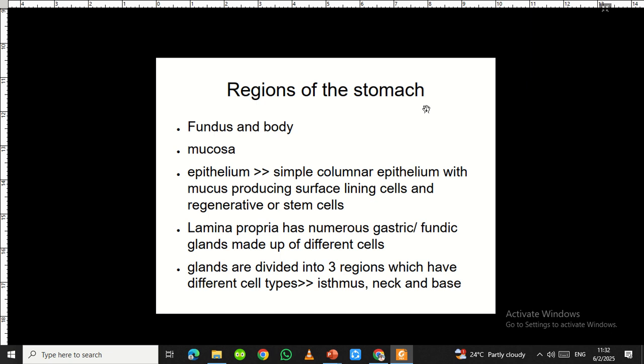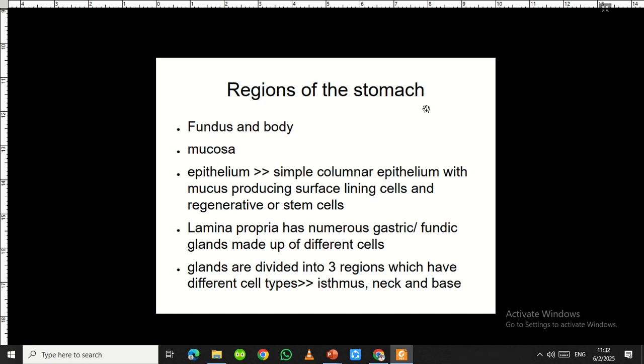Let's look at the fundus and the body. So the fundus and the body of the stomach, histologically, have the same structures. They are histologically the same. Their mucosa is epithelium, which is simple columnar epithelium, with mucus-producing lining cells and stem cells, right? So it is what you call gastric pits and gastric glands, that extend into the lamina propria. You understand? So these gastric glands are divided into three regions: the isthmus, the neck, and the base.